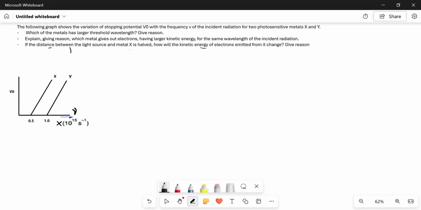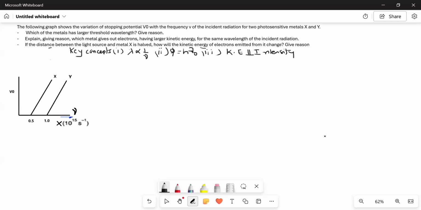And the key concepts which will be used in this question are, number one, we know that lambda is inversely proportional to nu. Secondly, the work function is given by h nu naught, where nu naught is the threshold frequency. And thirdly, kinetic energy is independent of the intensity of light, intensity of incident radiation.